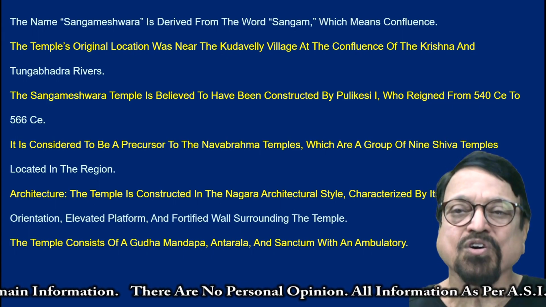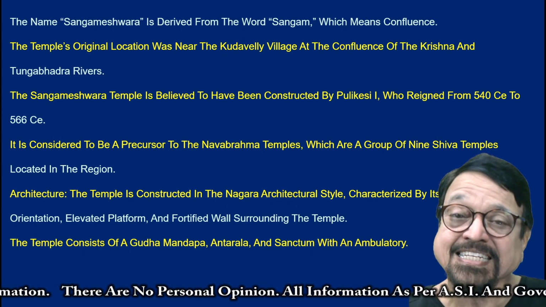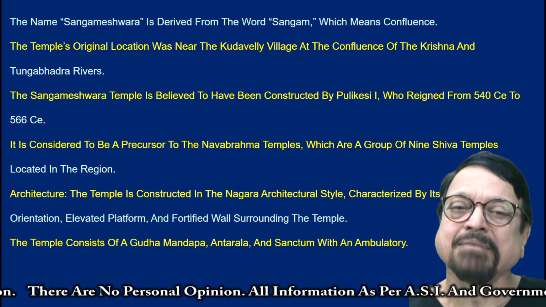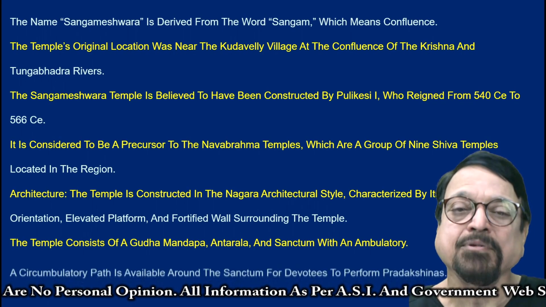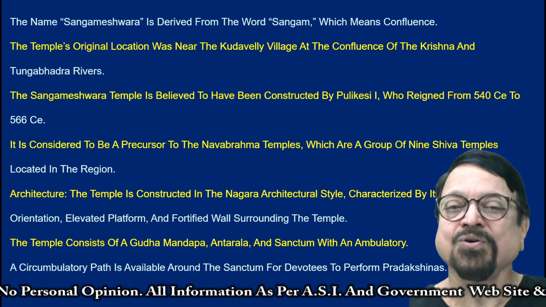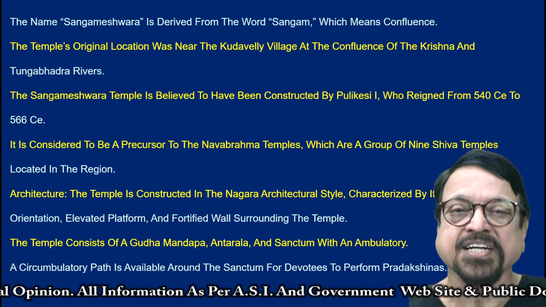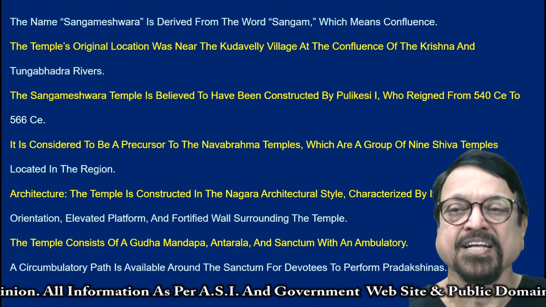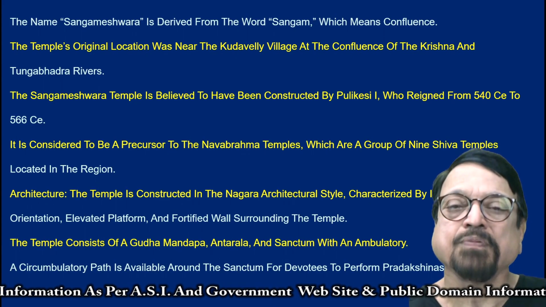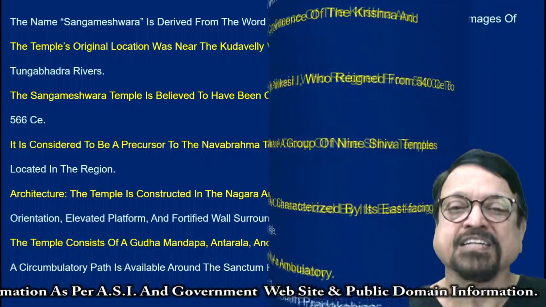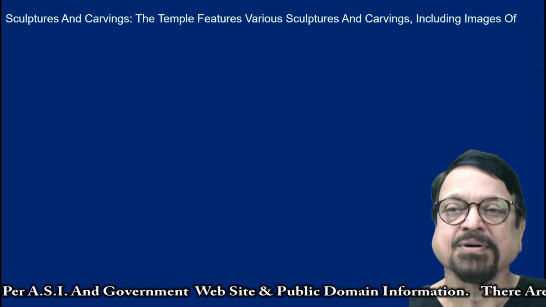The temple consists of a Gudha Mandapa, then an Antarala. Antarala again is an introduction by the North Indian people, adopted by the Chalukyas, and the sanctum with a circumambulatory path. Earlier temples did not have it, but as we advanced in technology, the temples were constructed with a circumambulatory path. The circumambulatory path is available around the sanctum for devotees to perform pradakshina. There are different significances of why pradakshinas are taken, and that we have dealt with in some other video.